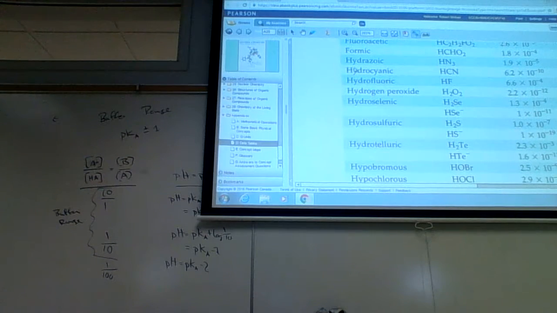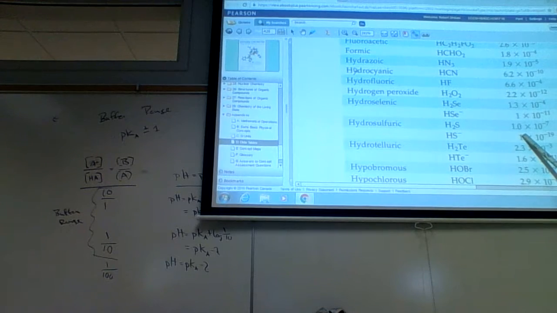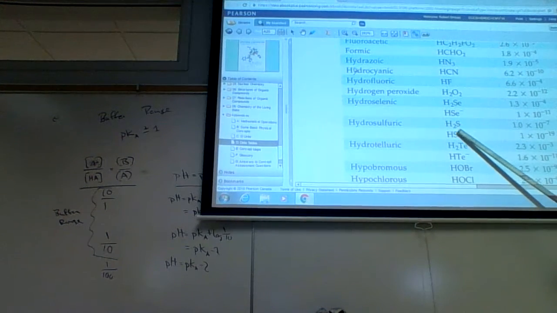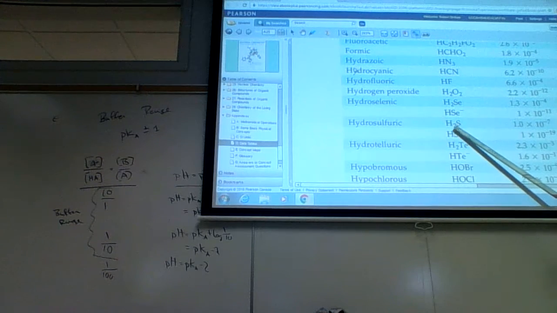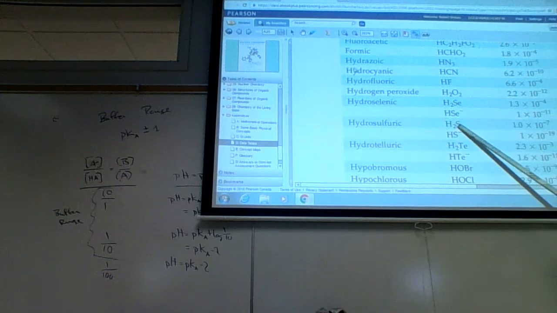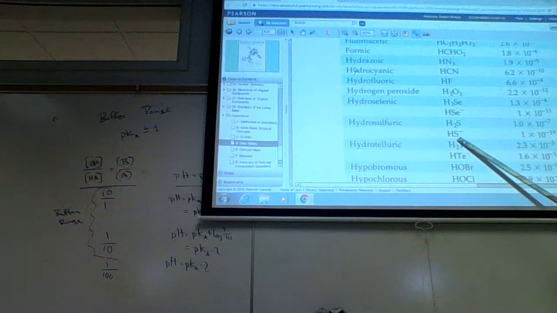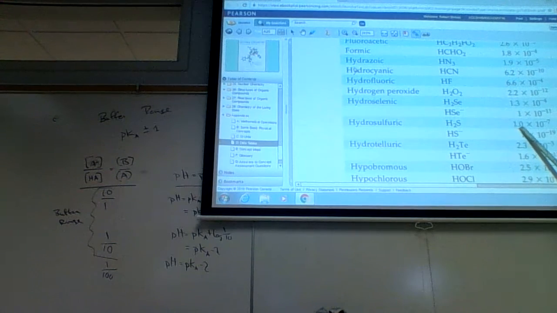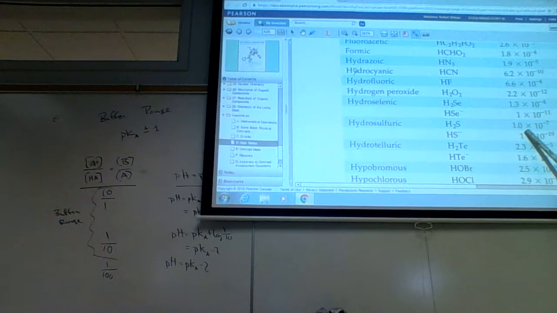Oh yeah, there's one. Good one. Hydrosulfuric acid. Perfect again. If we took hydrosulfuric acid, the acid, and mixed it with the base, in this case the conjugate base is hydrogen sulfide. So we'll take some hydrosulfuric acid, H2S, and mix it with some sodium hydrogen sulfide in a 1-to-1 mole ratio. We got it. This will be perfect.